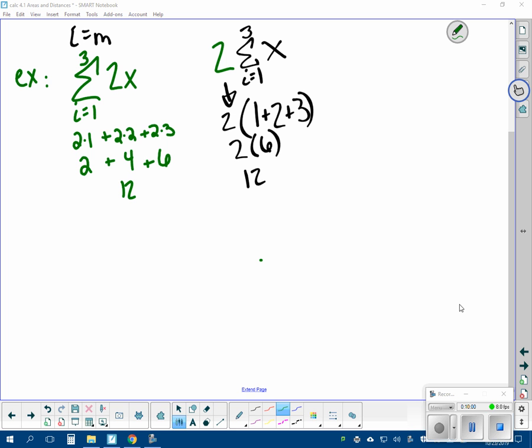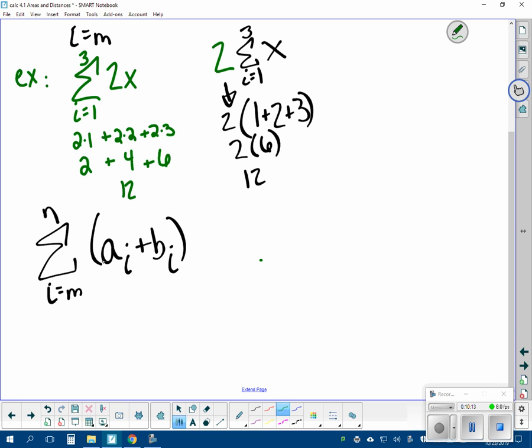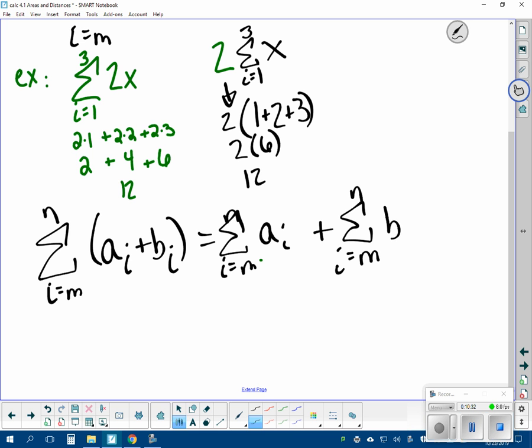Okay, and then we also have the property i equals m to n summation of a sub i plus b sub i. So if you are adding two functions that depend on the i, it's the same as if you did the sum of the first one and then added it to the sum of the second one. This property also works if you are subtracting. So you can put a plus or minus.